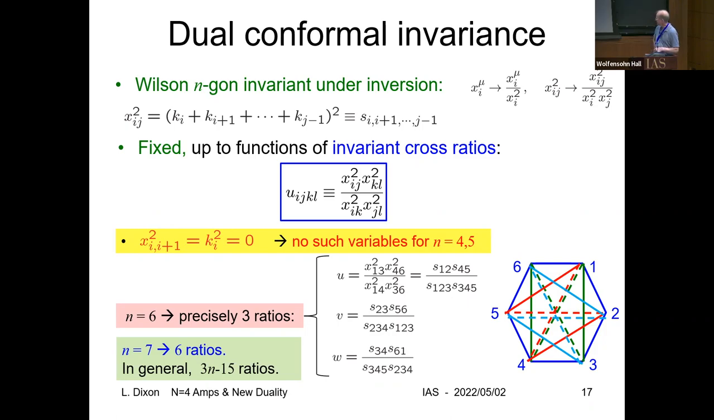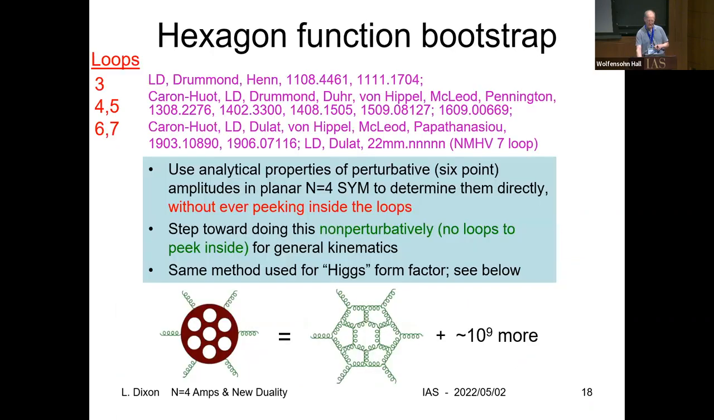We can also go to higher-point cases, although the space gets more complicated as we add 3 variables for each additional leg. So we exploited the simplicity of the kinematics for the 6-point case, just depending on 3 variables. And some insight about the functions came from work by Anastasia Volovich, Mark Spradlin, Sasha Goncharov, and Christian Bogner. And we managed to extend it up to 7 loops. Now, I'm not going to say too much about the details of this, because the details are very similar to another problem, the problem of determining the form factor. And I'll say more about it there.